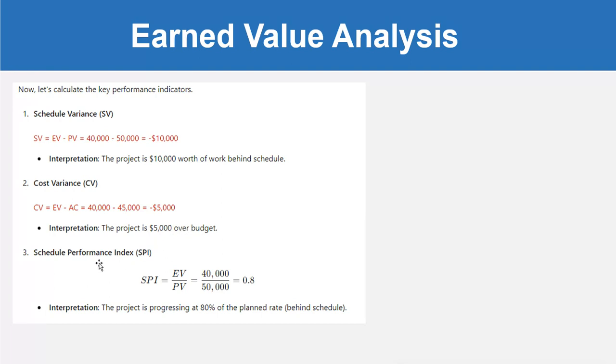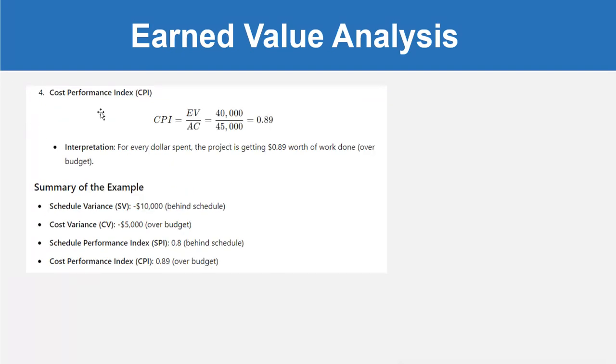Then schedule performance index SPI is equal to EV divided by PV. That means 40,000 divided by 50,000 is equal to 0.8. So the project is progressing at 80% of the planned rate, behind schedule.